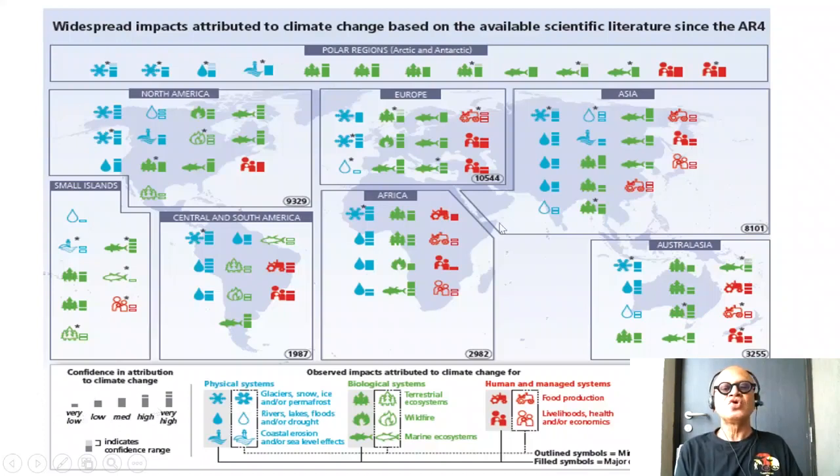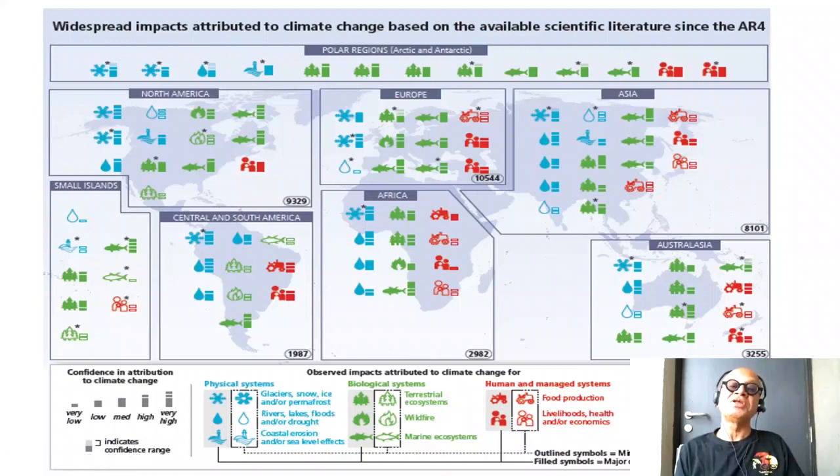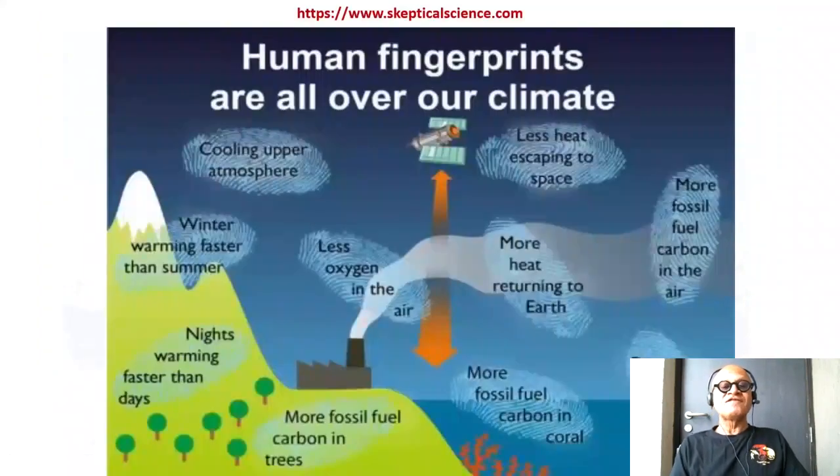And the main point to note is that on all continents, including the polar regions of the Arctic and Antarctic, and the ocean regions including small islands and so on, there is a clear indication of impacts attributable to climate change, which itself is attributable to human emissions, anthropogenic greenhouse gases. And that is where we stand now. There is really not much room left to argue that humans are not having an impact.